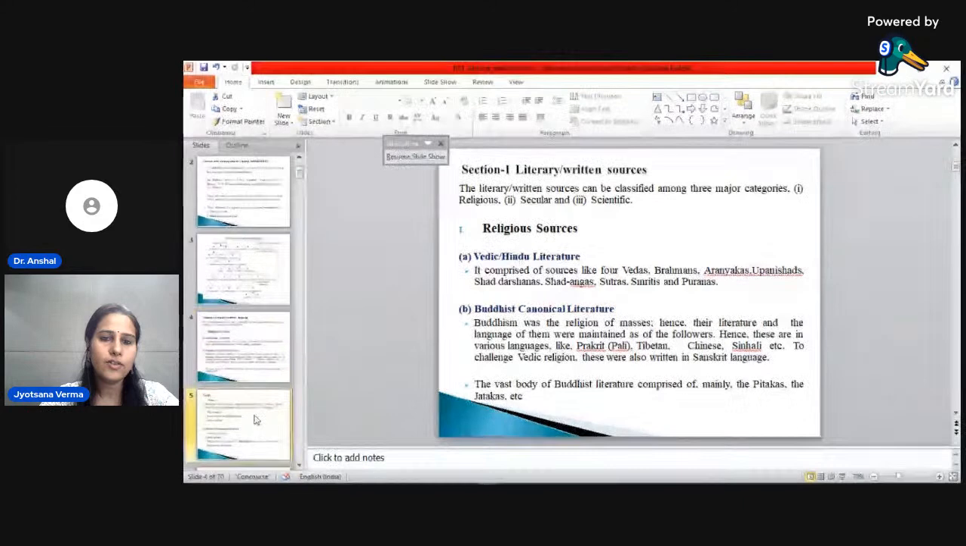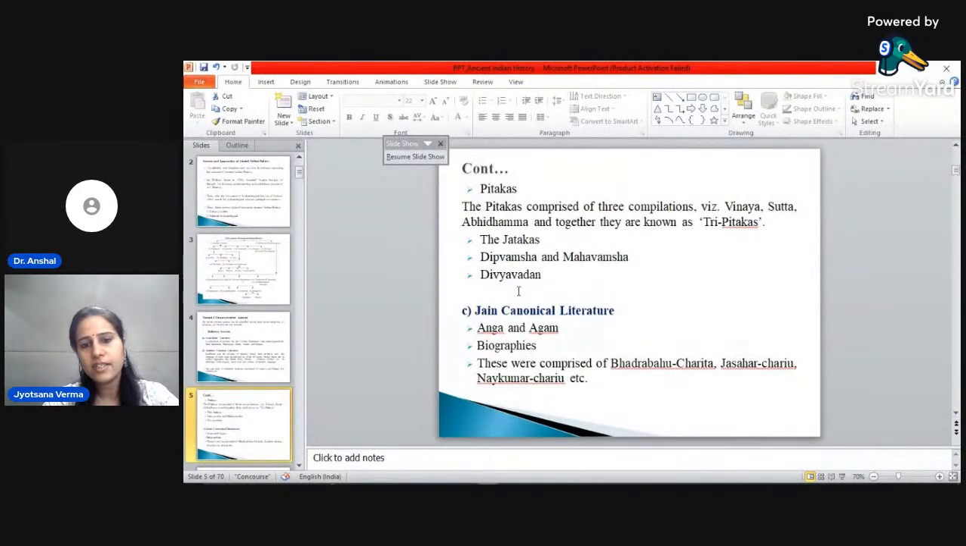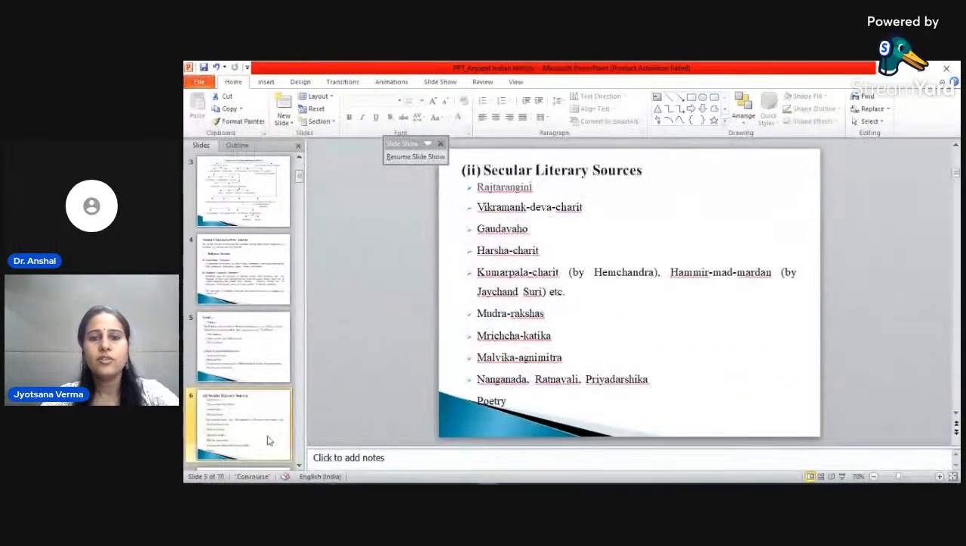Another category is Jain literature, in which the Angas and Agamas are the important sources, and many biographies of Jain monks are important sources. One of the important sources of Jain literature is the Bhadrabahu Charita and Parishishtaparvan. This is an important source of Jain literature. So this is the overview of the religious sources of ancient Indian history.